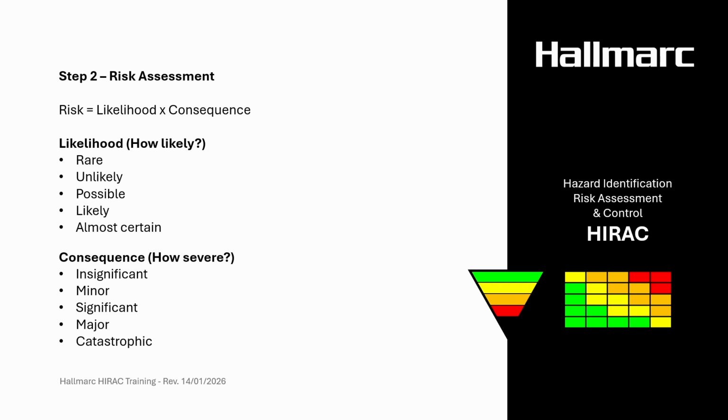Risk assessment. Risk is the equation of the likelihood combined with the consequence. So firstly, we assess likelihood. The Hallmarc site risk assessment options are rare, unlikely, possible, likely, and almost certain. The consequence options in the Hallmarc risk assessment are insignificant, minor, significant, major, and catastrophic.